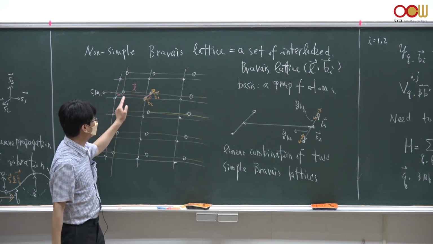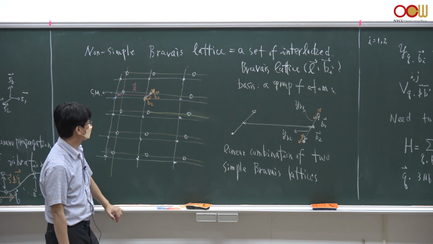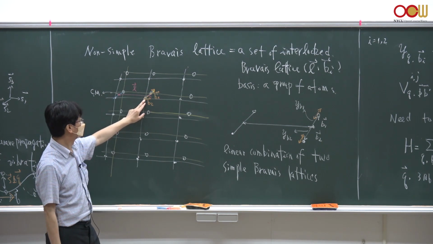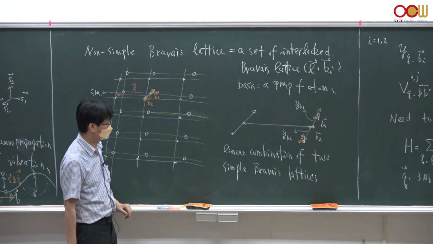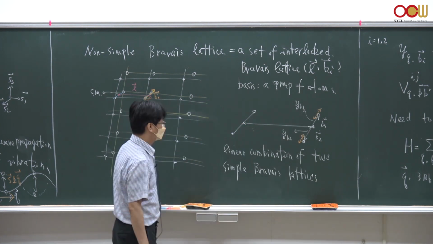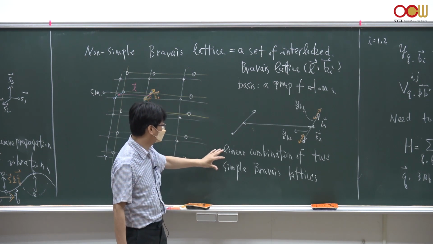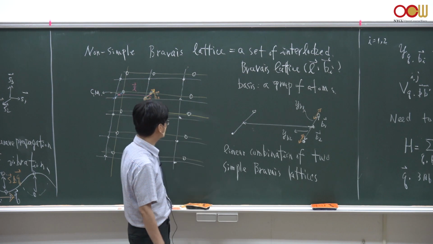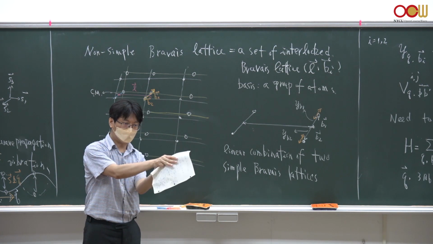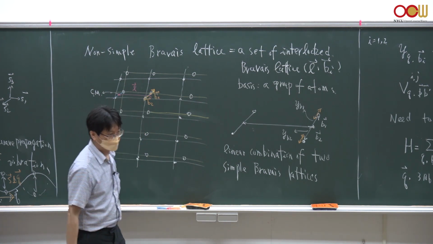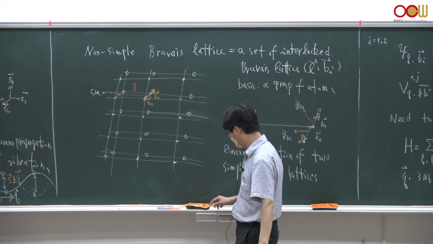But along the center of mass direction, we can define each individual sublattice, open circle and solid circle, by two small lattice shifts, the B1 vector and the B2 vector, like this. So we can equivalently consider this interlocked Bravais lattice as a linear combination of two simple Bravais lattices, as I mentioned. You simply put one lattice on top of the other, and then shift it by a vector. So that's the simplest version of the non-simple Bravais lattice.